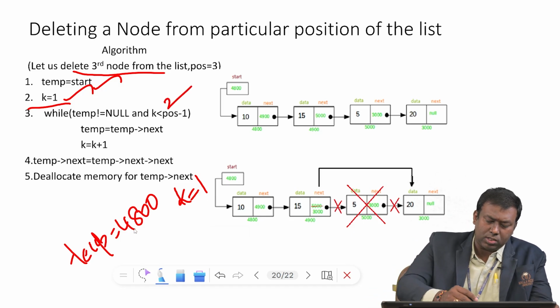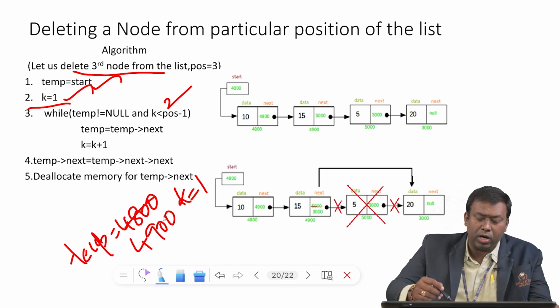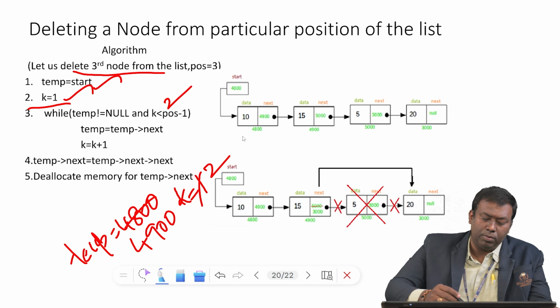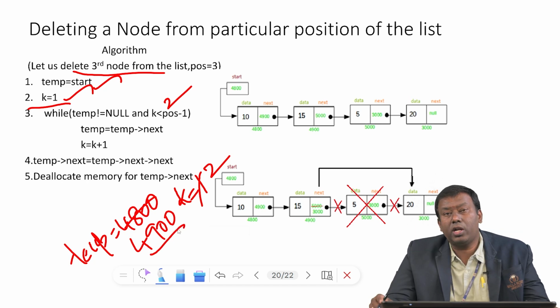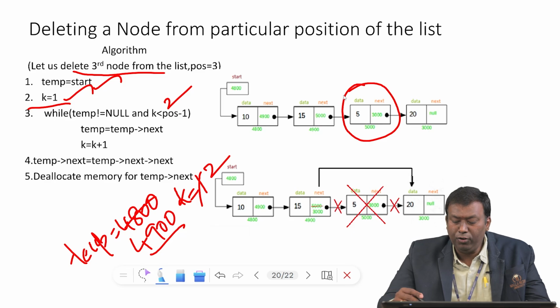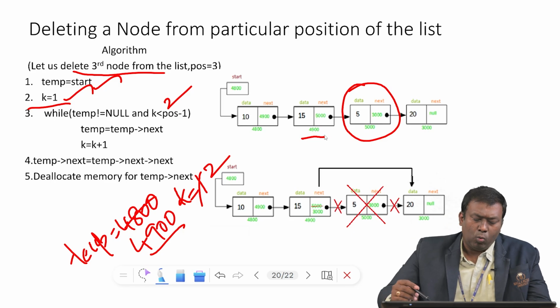Temp equal to temp next, that is 4800 next part, which contains the value 4900. k plus 1, k becomes 2. Now temp not equal to null is true, but k less than 2 is false. We will come out of the loop. Now temp is 4900. If you observe, whenever I want to remove the third node, I am stopping at position 2, so 4900.